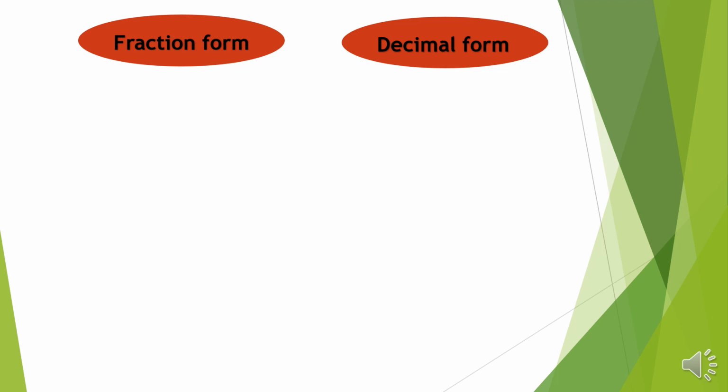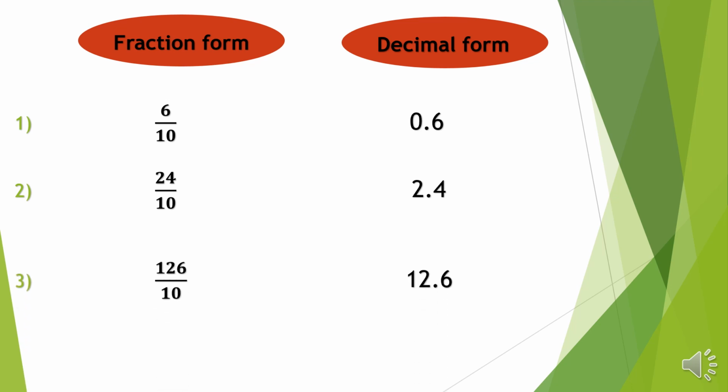Now we have a fraction form and decimal form. Number 1, if we have 6 over 10, we can write in decimal form as 0.6. We put the decimal point here after one digit because we have in the denominator number 10. Number 2, if you have 24 over 10, we can write it as 2.4 because the decimal point is moved after one digit. Number 3, I have 126 over 10. Now the number in decimal form will be 12.6.